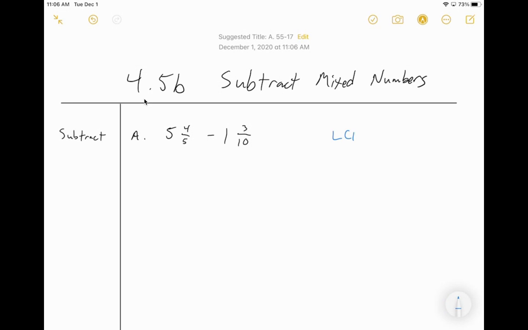First thing I need to do is make sure I know what the LCD is between these two. I've got a 5 and a 10, so I know my LCD is simply 10. That's good. All right, so now I'm going to change my fractions so that we have a common denominator. So I know that 5 4/5, if I multiply that by 2/2, I actually get 5 8/10. Luckily for me, 1 3/10 is already in tenths. So 1 3/10.